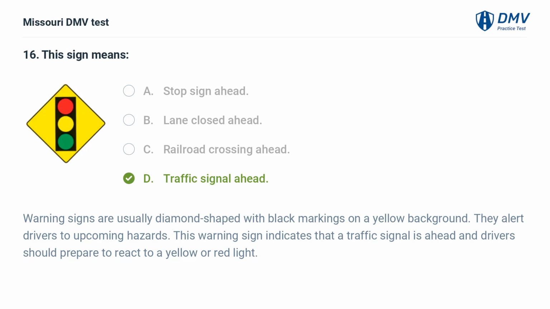Warning signs are usually diamond-shaped with black markings on a yellow background. They alert drivers to upcoming hazards. This warning sign indicates that a traffic signal is ahead and drivers should prepare to react to a yellow or red light.